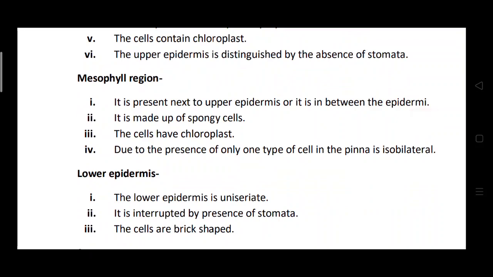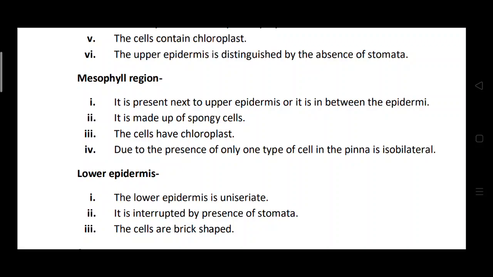This mesophyll region is present next to the upper epidermis, and it is also between the two epidermis, that is, upper epidermis and lower epidermis. The mesophyll layer is also made of spongy cells. These cells have chloroplast, and due to the presence of only one type of cell in the pinna, it is also called isobilateral.